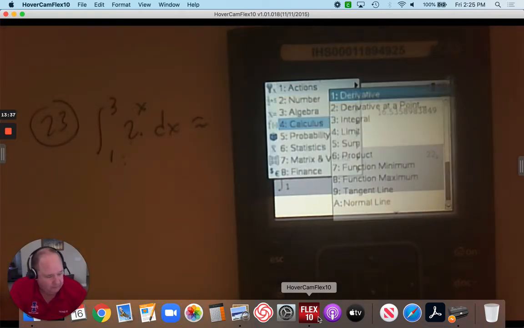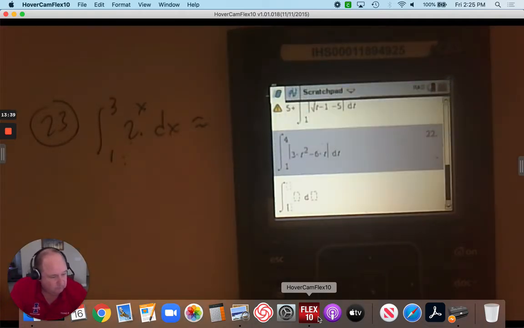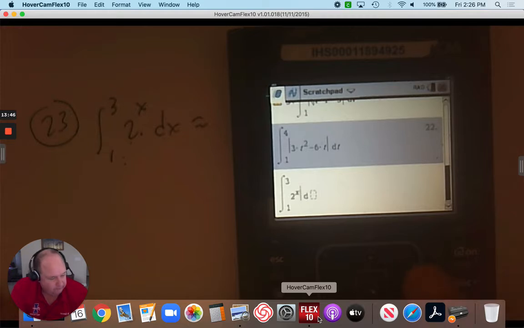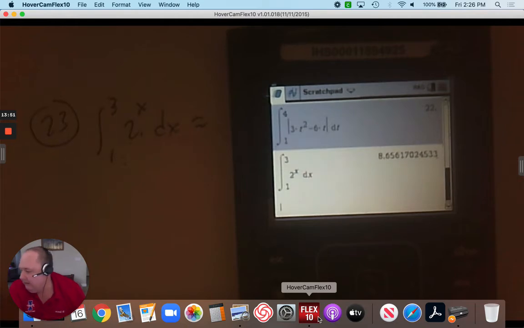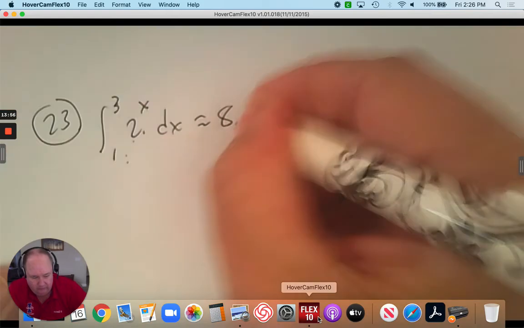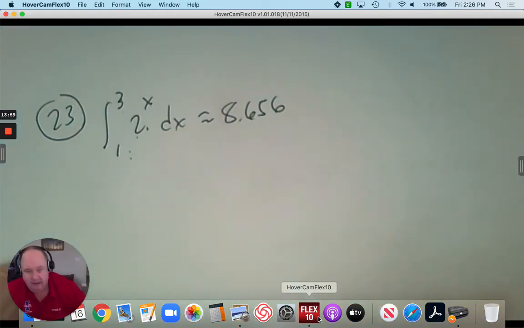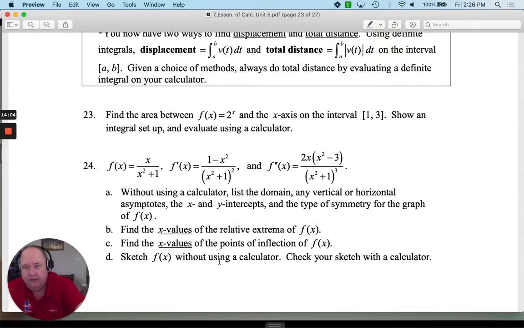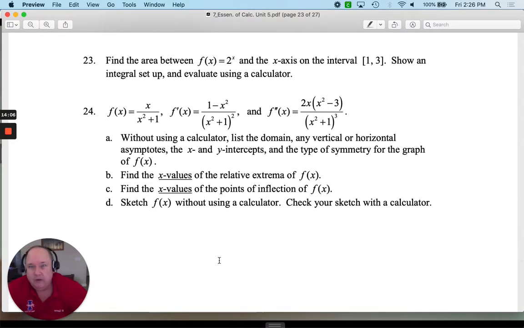Menu, calculus, integrate from 1 to 3, 2 to the x, dx, and that's the area, 8.656. No units necessary. All right, last one. 24. I think it's the last one. Yep. Okay, so you're given f at x equals x over x squared plus 1.